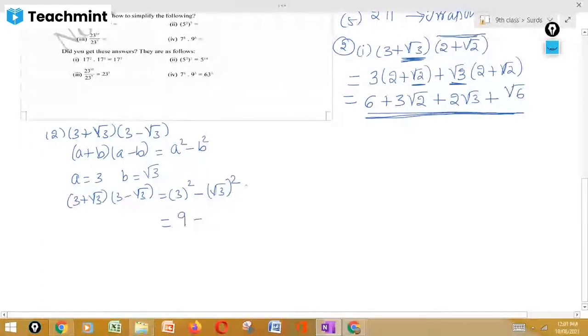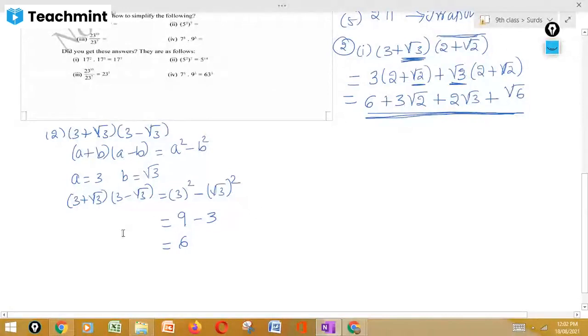What are we going to get? Root 3 into root 3. Square and root cancel. Root 5 into root 5 is 5. Root 6 into root 6 is 6. Root 7 into root 7 is 7. Similarly, root 3 into root 3 is 3. So 9 minus 3 is 6.